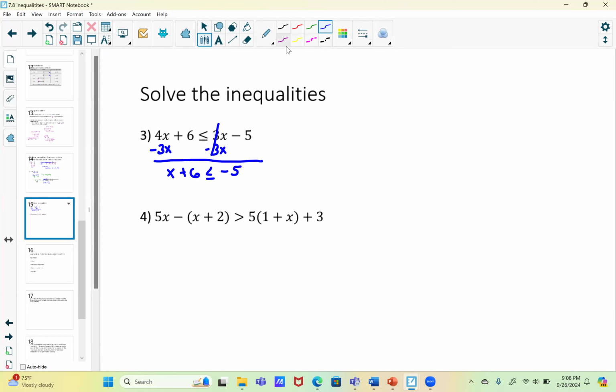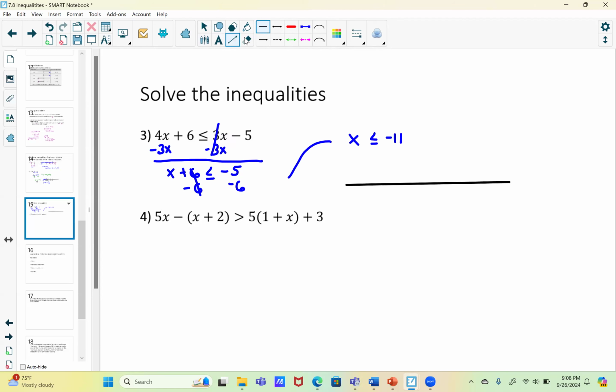Then we're going to move the 6 over. We have to do the inverse operation, so we have to subtract 6. We get x is less than or equal to -11. So that's my answer. I don't have to flip anything. I didn't divide by a negative.